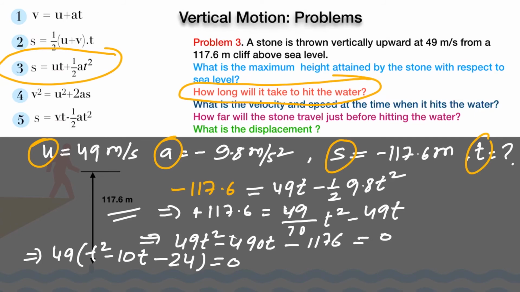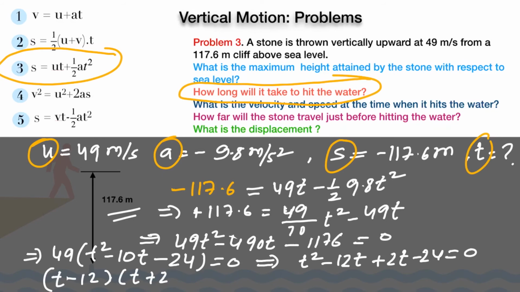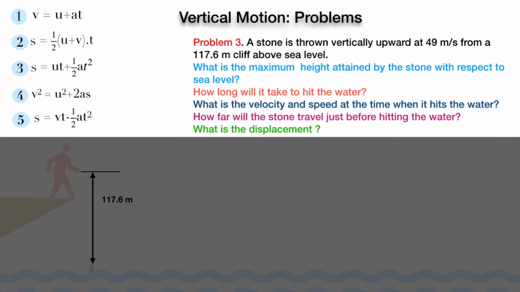Okay, so that means you factorize it: t square minus 12t plus 2t minus 24 equal to 0, and you will get two factors here, t minus 12 and t plus 2. This is equal to 0. Since time can only have a positive value, t is equal to 12 seconds.